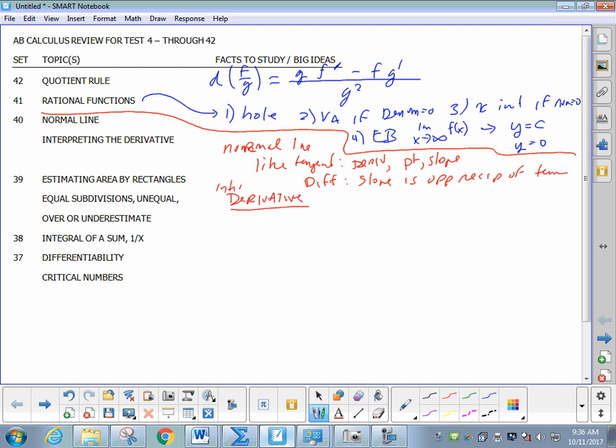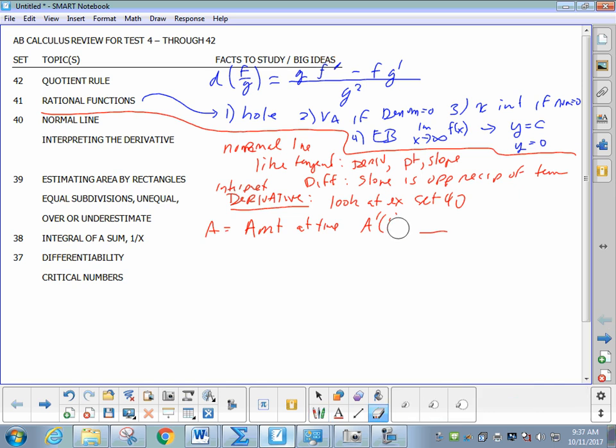Interpret the derivative. These will come in a word problem form. I would suggest, if you're iffy on that, look back at examples or notes from set 40. We did lots of those problems in class where we talked about writing it. But when you interpret, say you find A is the amount of something at time t, then A prime at t, when you find it, actually let's call it A prime at an instant, at some time given.